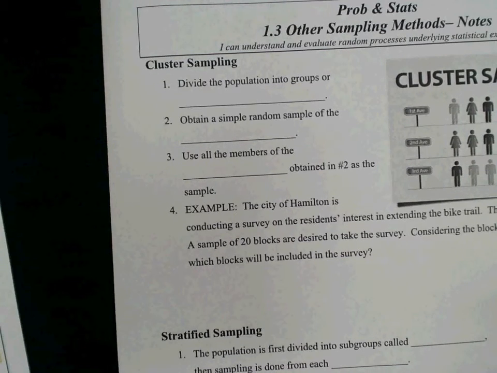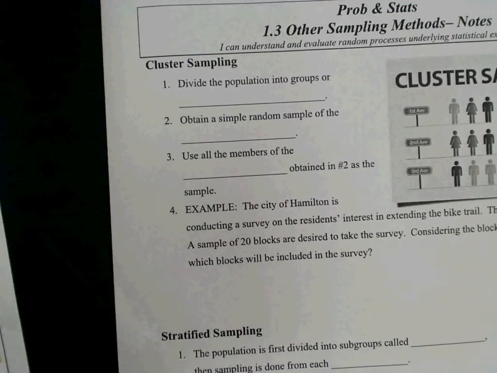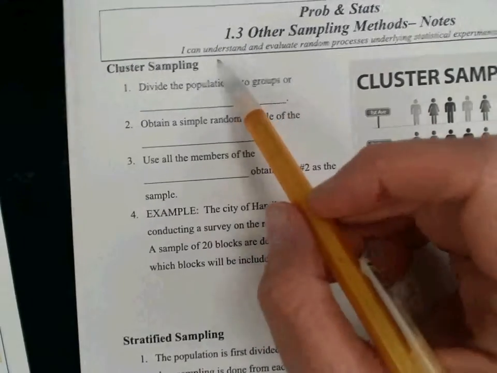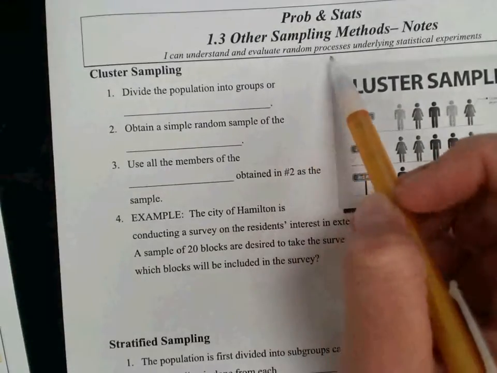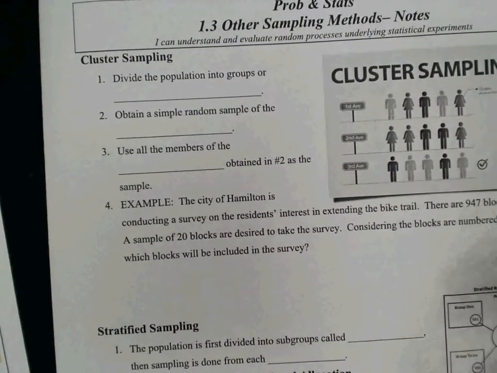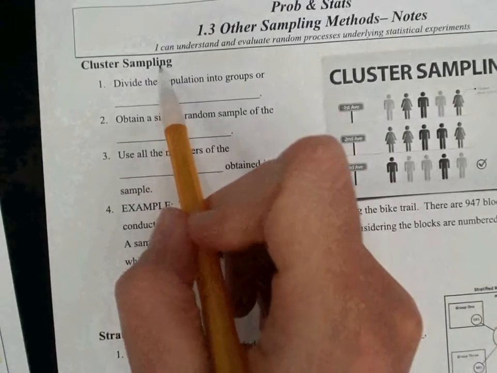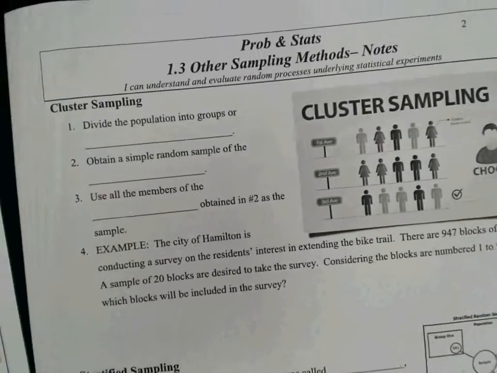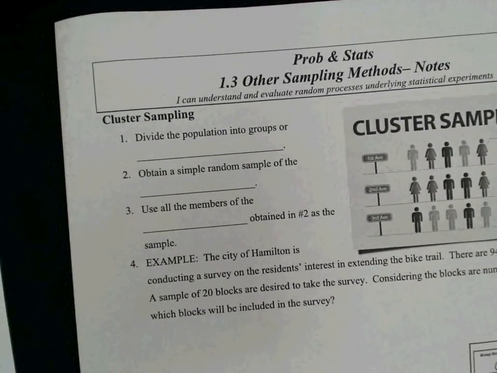So this is video notes 1.3, page 2, and our goal is to be able to understand and evaluate random processes underlying statistical experiments. So our second type of sampling method is cluster sampling. And this is where you divide the population into groups or clusters.